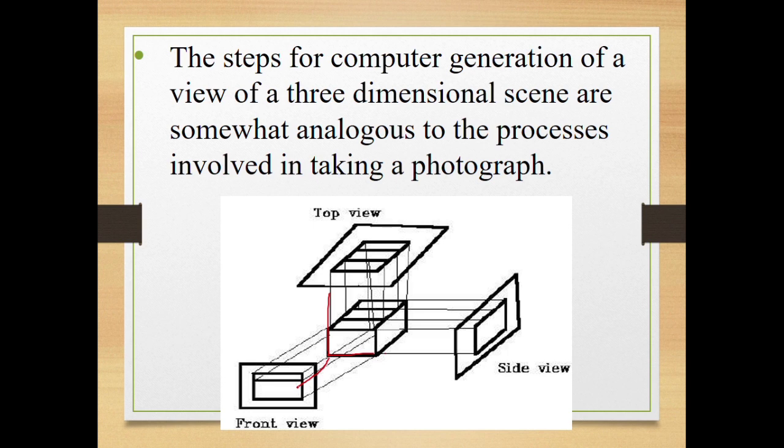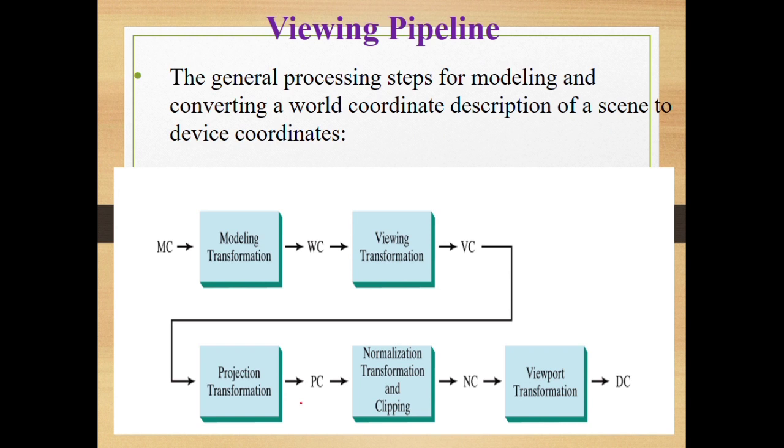According to the viewing concepts, there is a sequence. This sequence defines the viewing pipeline. In general, these are the processing steps for modeling and converting a world coordinate description of the scene to device coordinates.